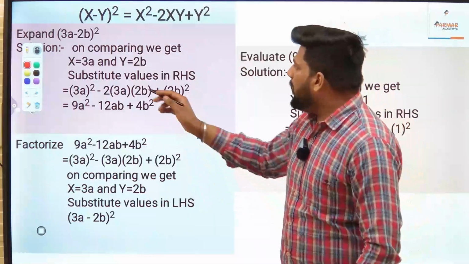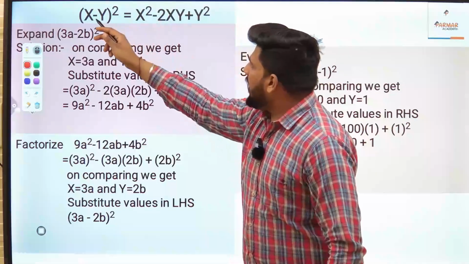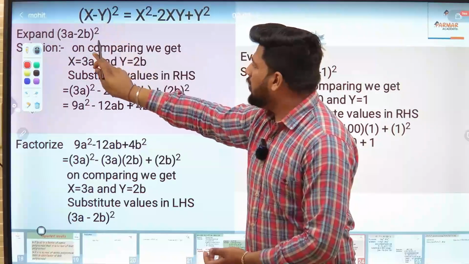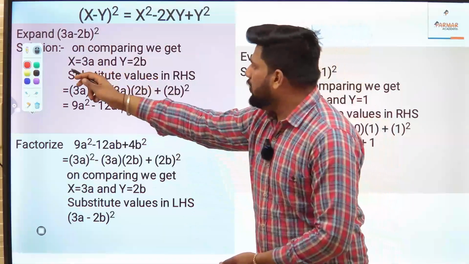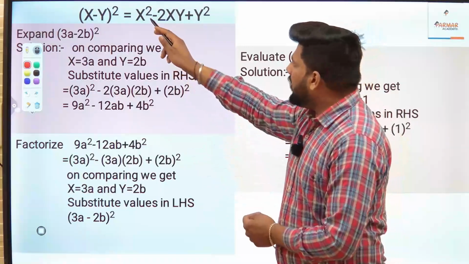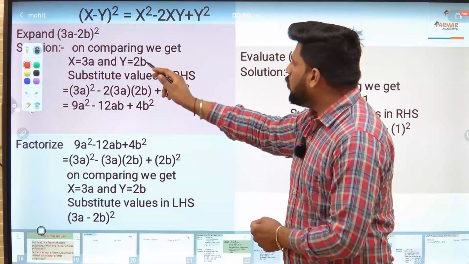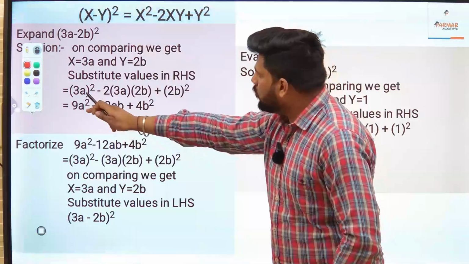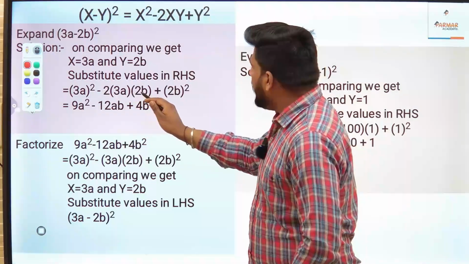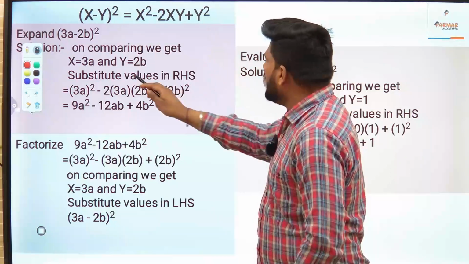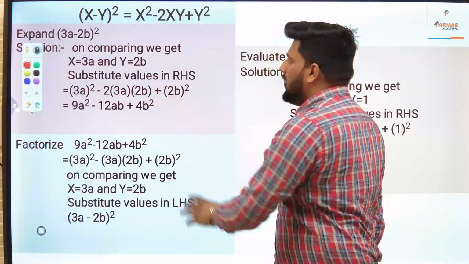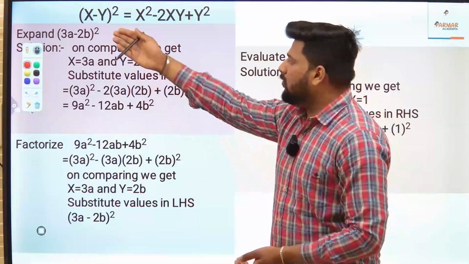Again you have to do the comparison with the left hand side, where it is x minus y whole square. On comparison I will get x is equal to 3a and y is equal to 2b. Now I am having the values of x and y. Simply substitute these values in the right hand side. When I replace x by 3a and y by 2b, look here, x square is equal to 3a square minus 2xy, that is minus 2 into 3a into 2b plus y square, that is 2b square. And the calculation is 9a square minus 12ab plus 4b square. This is the expanded form of these factors.